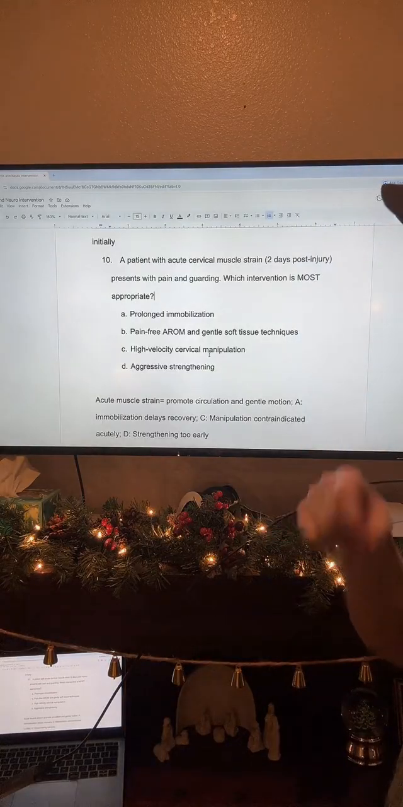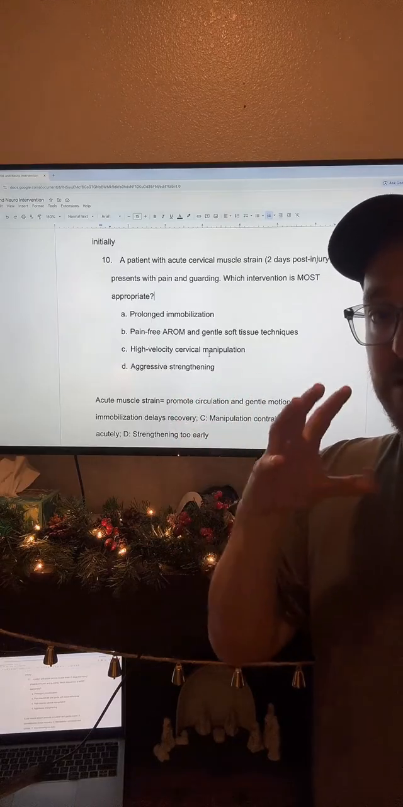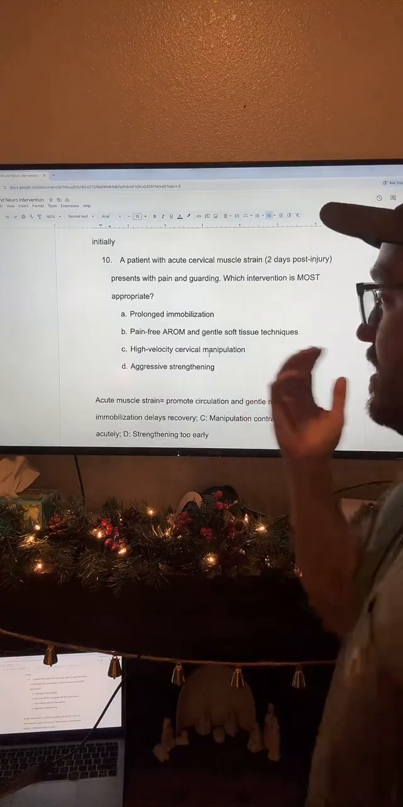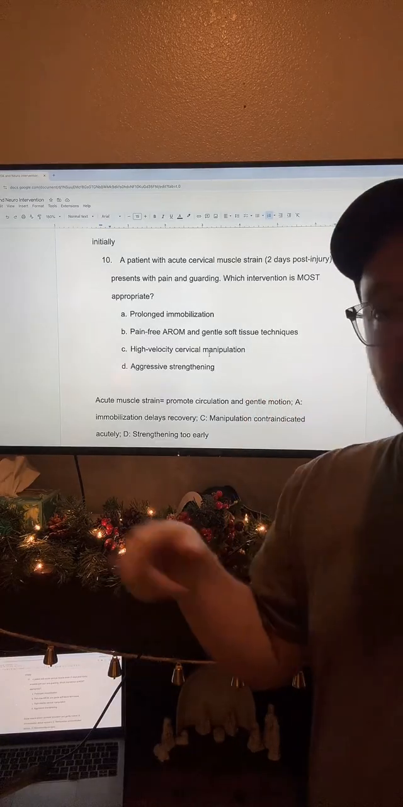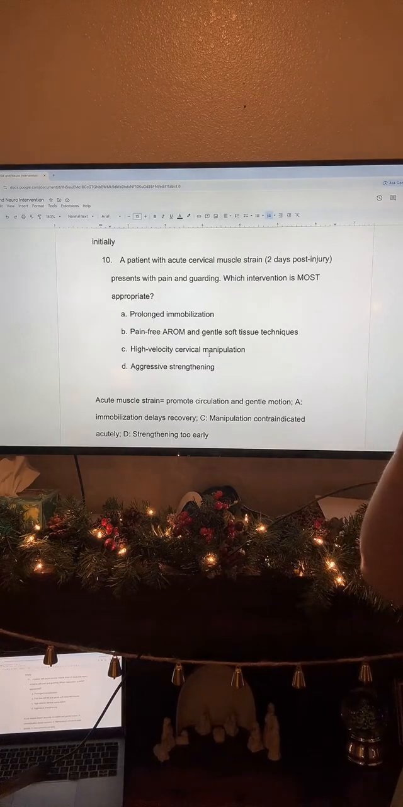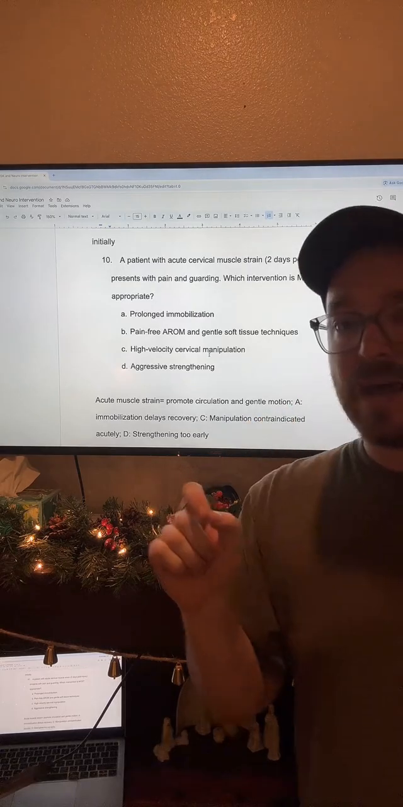So then it's going to be an even harder recovery because you're going to have to focus so much more on soft tissue elongation and things like that, whereas you may have just needed to do active range of motion and they wouldn't have all that stiffness that built up. C, manipulation is contraindicated acutely. Can anyone tell me why?